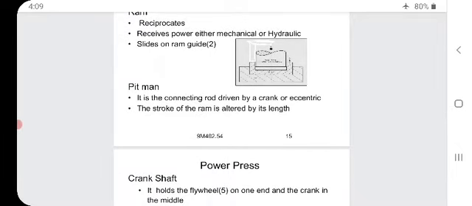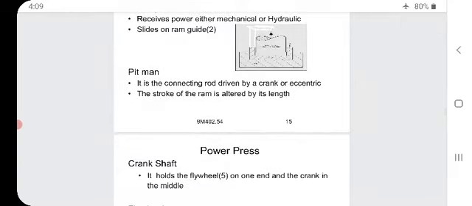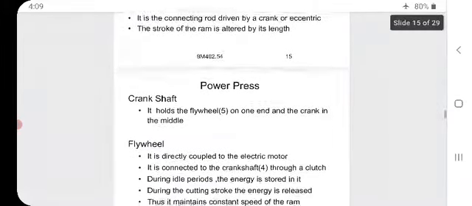Second one, the pitman. It is a connecting rod driven by the crank or eccentric. The stroke of the ram is altered by its length. That means the stroke of the ram can be controlled or adjusted by its length. Power press.